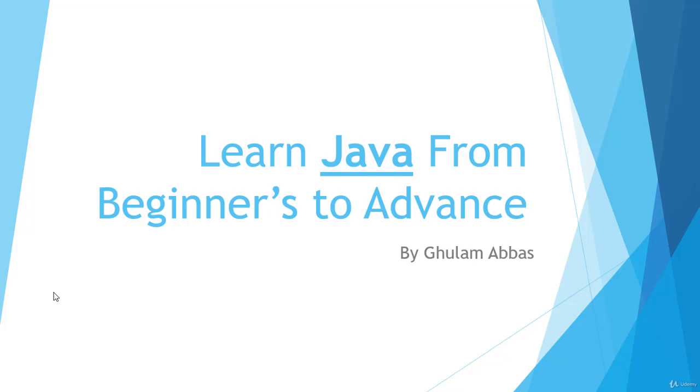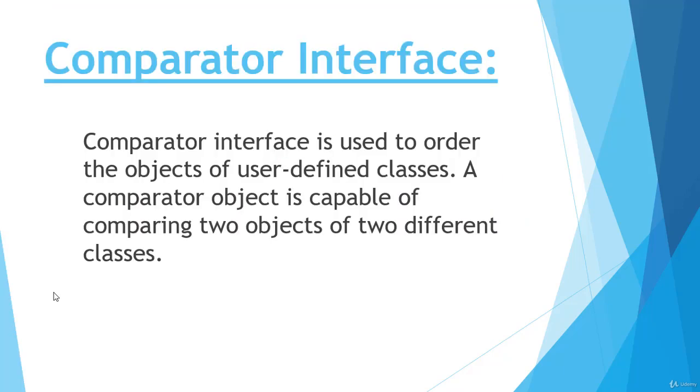So before learning about the priority queue, I want to introduce a new concept, which is the comparator interface. The comparator interface is used to order the objects of a user-defined class. A comparator object is capable of comparing two objects of two different types. From this definition, you can simply analyze that the comparator interface is used to order the objects of the user-defined class.